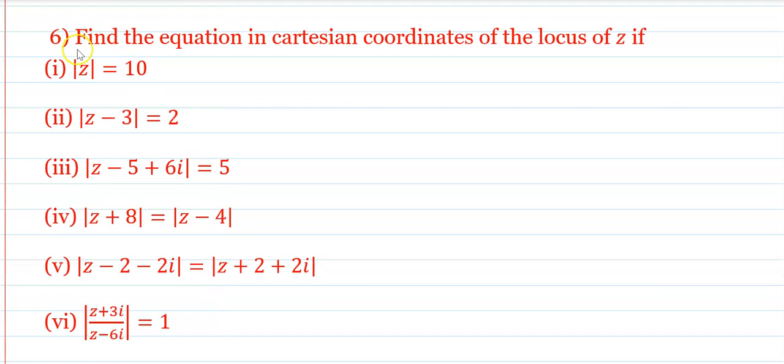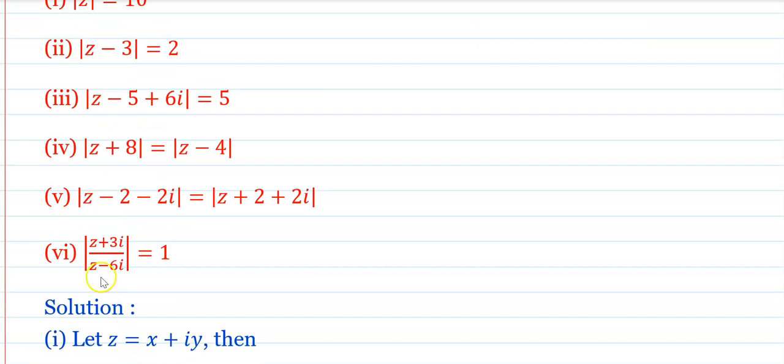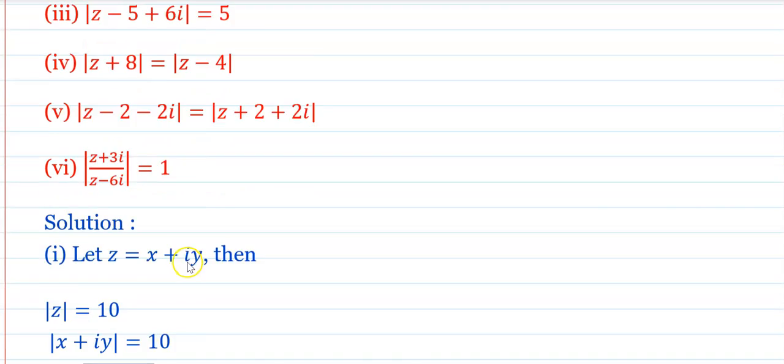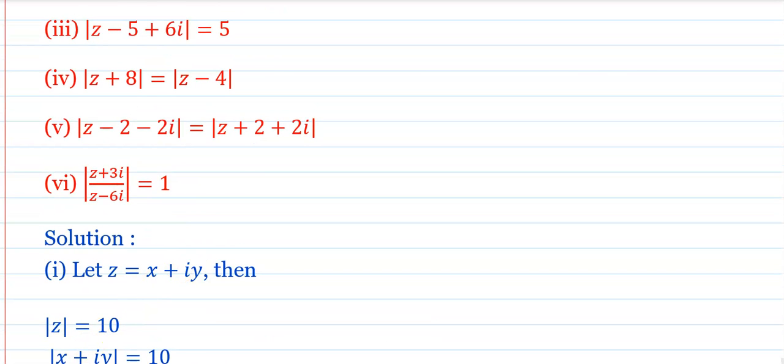Now the next question. Find the equation in Cartesian coordinates of the locus of z if mod of z is equals to 10, mod of z minus 3 is equals to 2, mod of z minus 5 plus 6i is equals to 5, mod of z plus 8 that's equals to mod of z minus 4, and mod of z minus 2i is equals to mod of z plus 2 plus 2i, and the last is mod of z plus 3i upon z minus 6i, and that's equals to 1. Now we'll take them one by one.